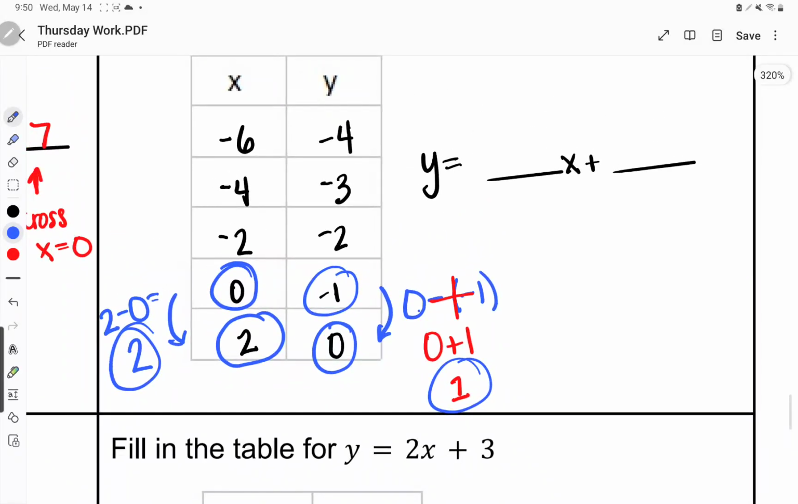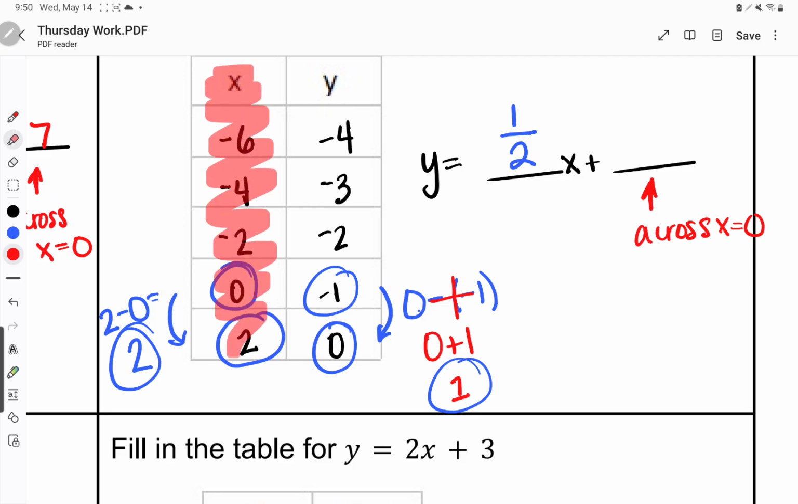We do our right side over our left side, so we do 1 over 2. Then, how do I find my b? b is across from where x equals 0. So I'm going to go down my x's. Here is 0 right here. Okay. So my b is right there at that -1.